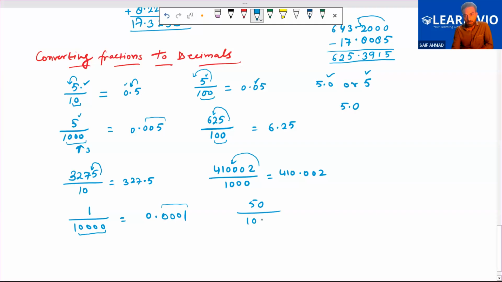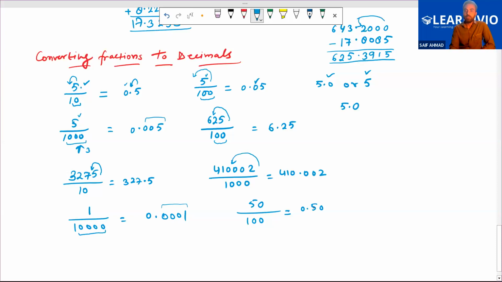Write 50 upon 100. Tell me, what is 50 upon 100? There are two digits up and there are two zeros there. So it will be 0.5, then zero, 50.